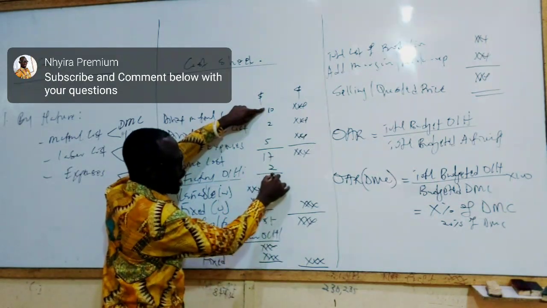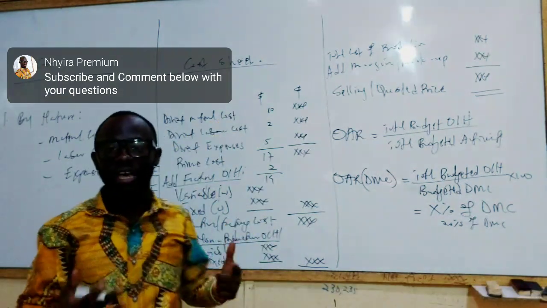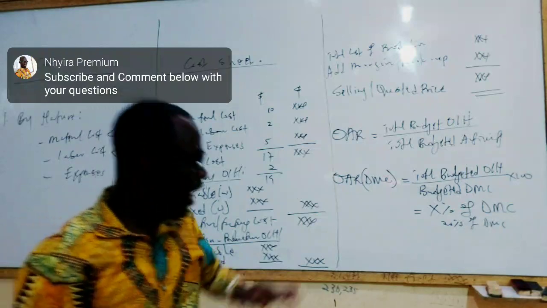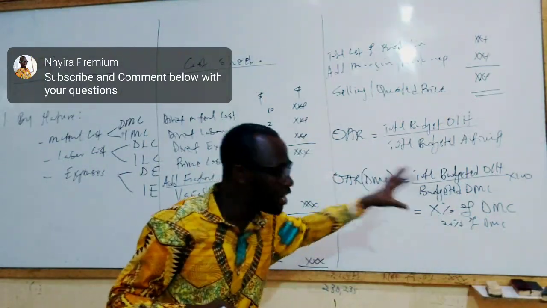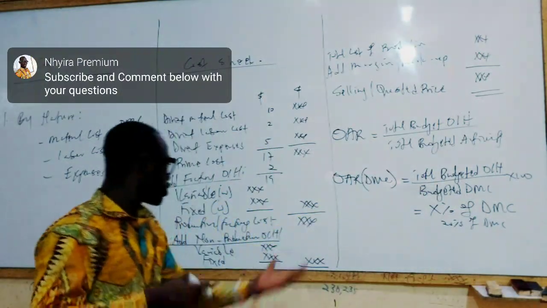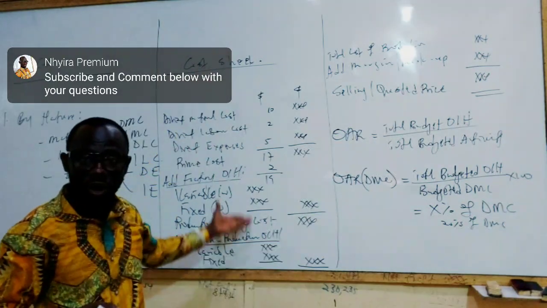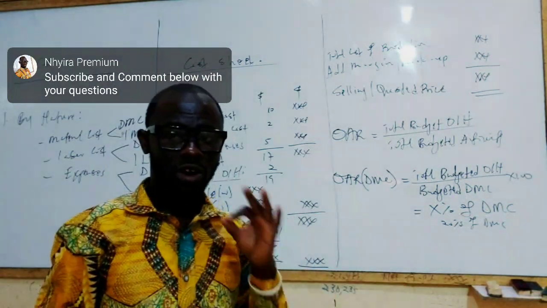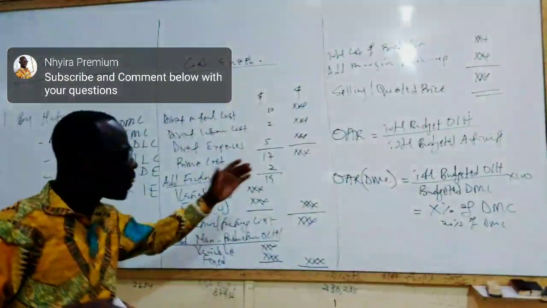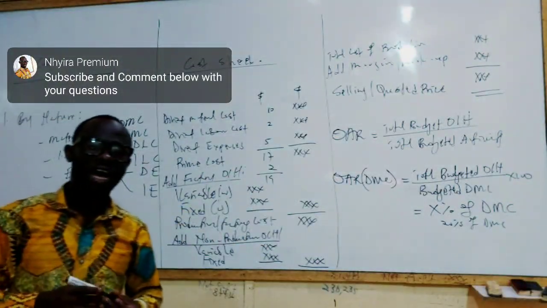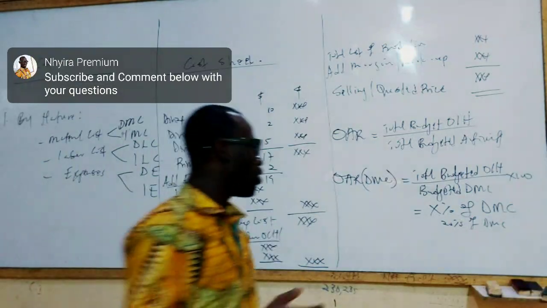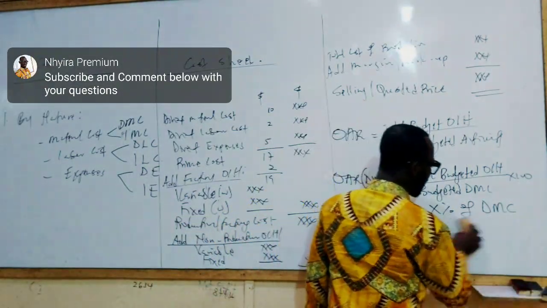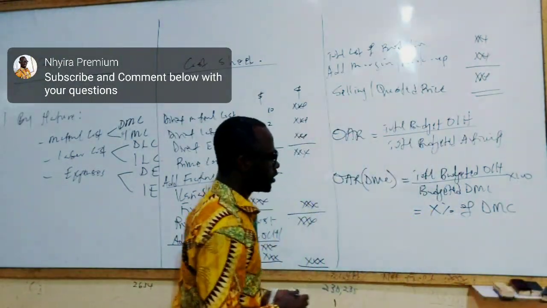When I add it to it, I get 19, and that becomes what? The factory cost. So that is how we apply the overhead absorption rate into the preparation of our what? Cost sheet or our profit statement. Very, very important. That is the first way we absorb our overheads. Let's look at the second way we can absorb overheads.